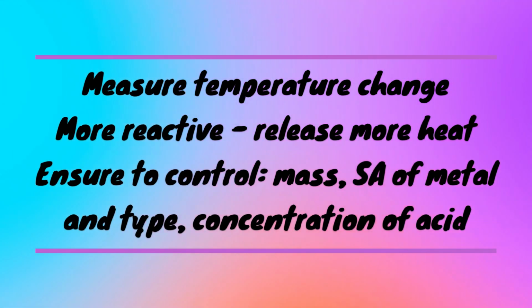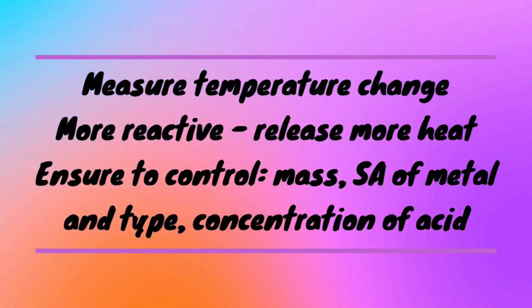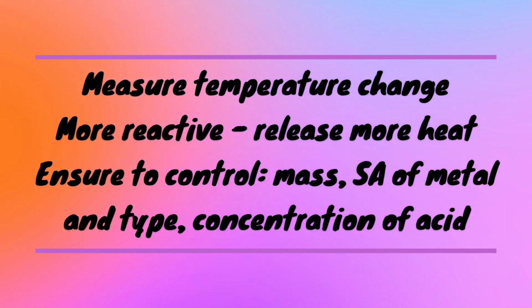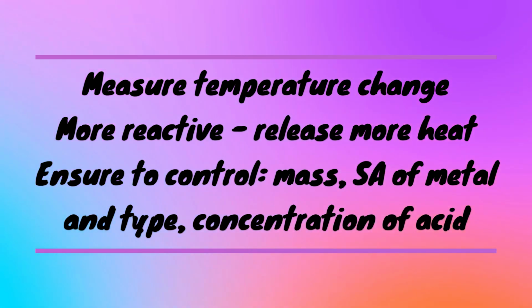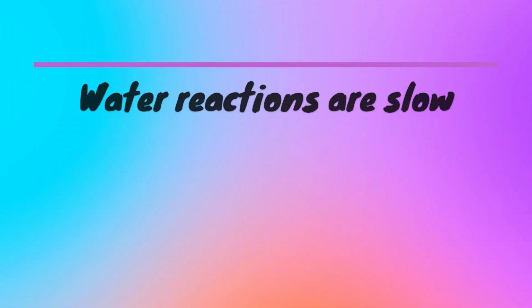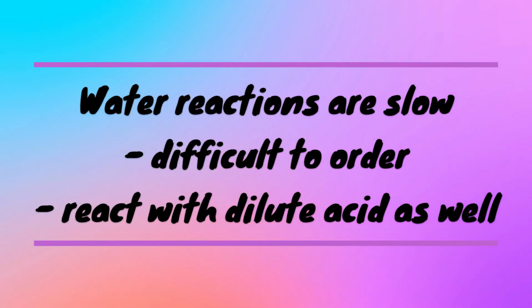And the relevant experiments to identify the reactivity series may also crop up here. What you do is measure the temperature change throughout the experiment. More reactive metals will produce more heat, thus will have a higher temperature change. And your control variables here are to control the same mass, surface area, and type and concentration of acid. And just a quick note here that reactions with water are slow. That makes it difficult to order, which is why we react the metals with acids as well.